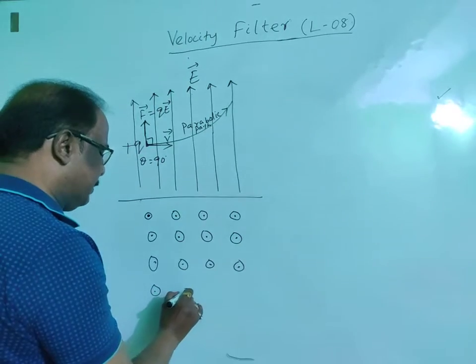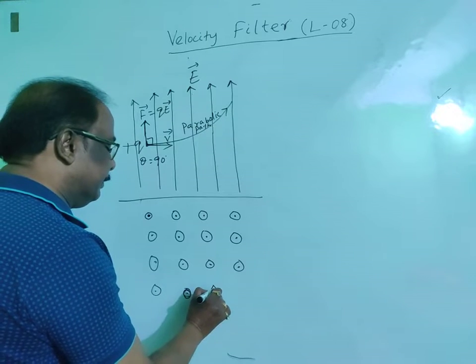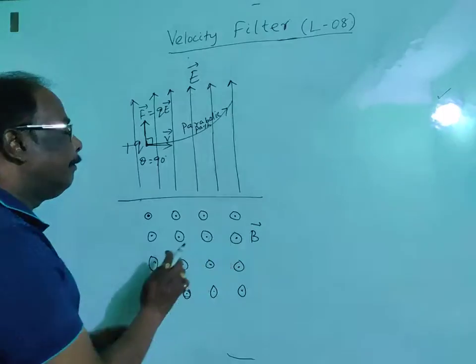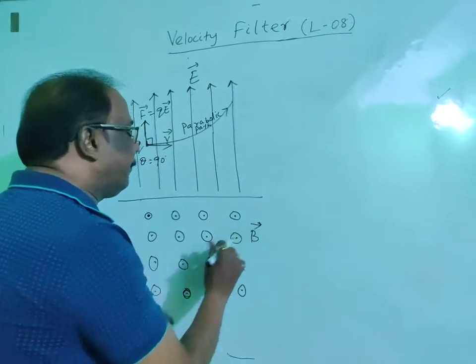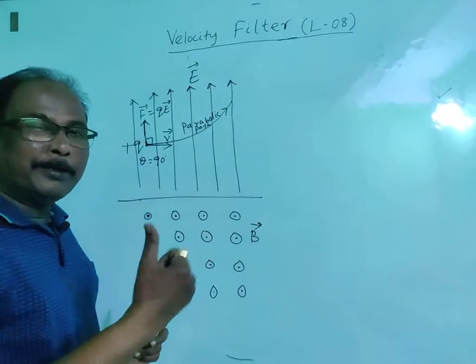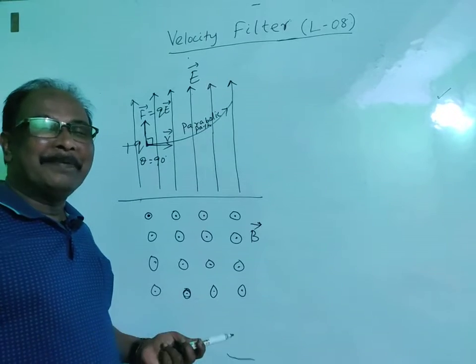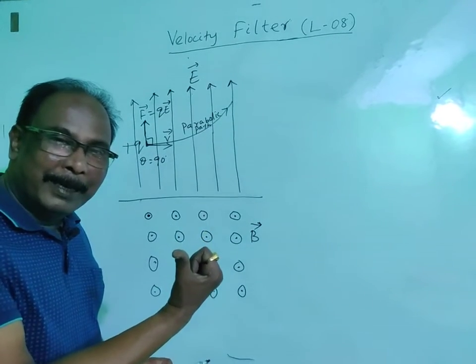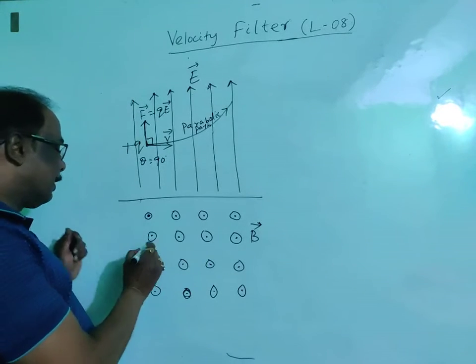Then if I represent the dot field, the direction of the magnetic field is in the outward direction. This is the direction of the magnetic field.